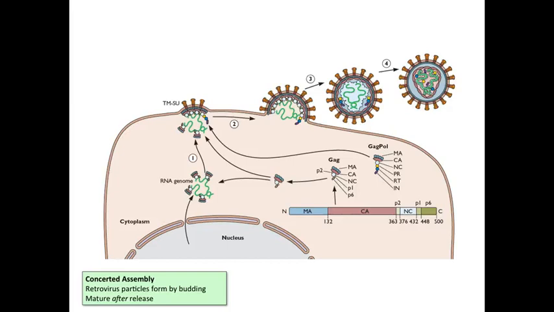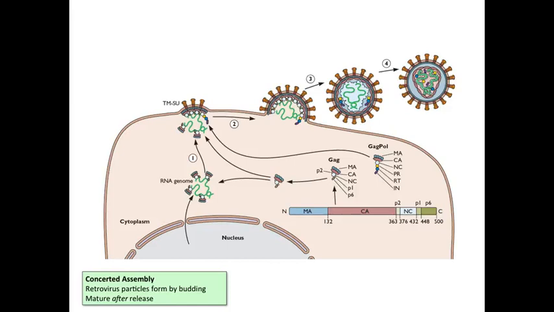So another example of concerted assembly, formation of retrovirus particles. There's a few differences here I want to point out to you. These also form by budding, but they mature after release. Remember, the influenza particle was mature as it was budding out, but these mature afterwards. So that's what I want to show you.